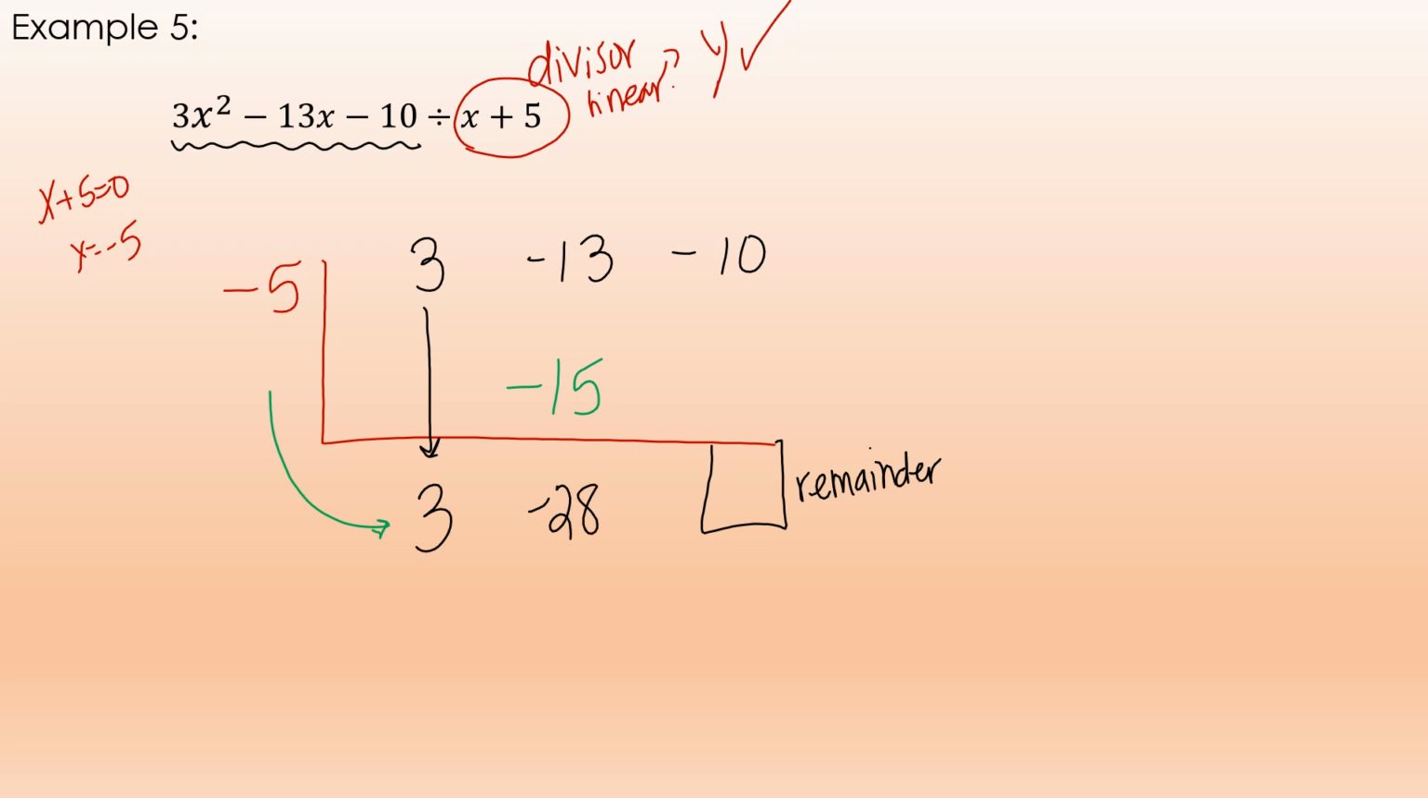I'm going to do that again. I'm going to take the outside terms, negative 5 and negative 28. I'm going to multiply those two together. That gives me positive 140. I'm going to add that to the next, and that gives me my remainder of 130 when I combine them.